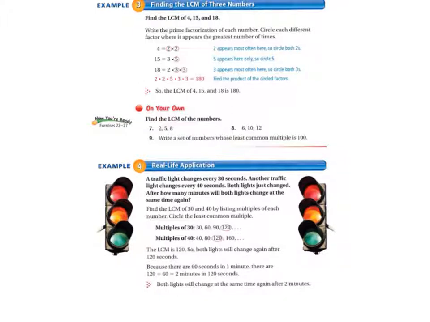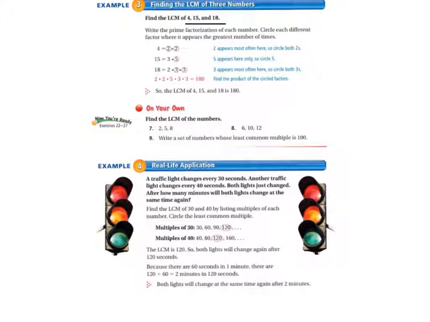In example 3 on the next page, we're going to be finding the LCM of 3 numbers. The numbers we're working with are 4, 15, and 18. Write the prime factorization of each number and circle each different factor where it appears the greatest number of times. So you need to be very accurate with your prime factorizations. The prime factorization for 4 is written out for us, 2 times 2. The prime factorization for 15 is 3 times 5, and for 18 is 2 times 3 times 3.